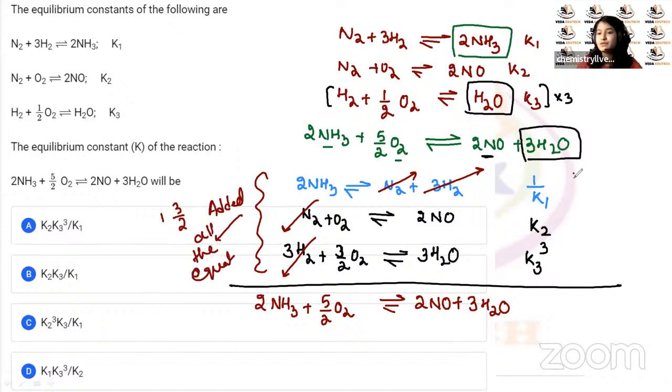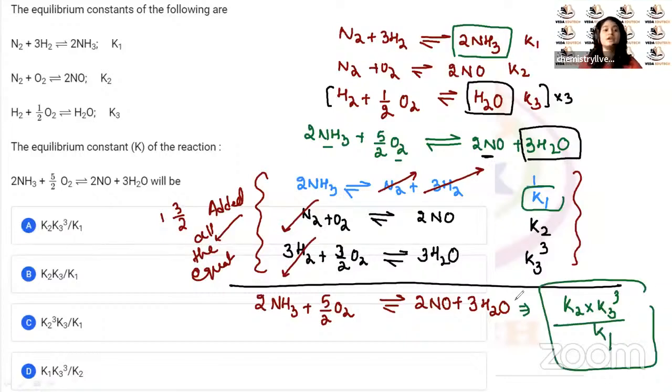So when you add, these are going to get multiplied. So this will be K2 multiplied with K3 cube divided by K1, since K1 is below, so you write K1 below. So this is going to be your equilibrium constant K. Yes, a very, very important concept from here. Did you all understand, children?